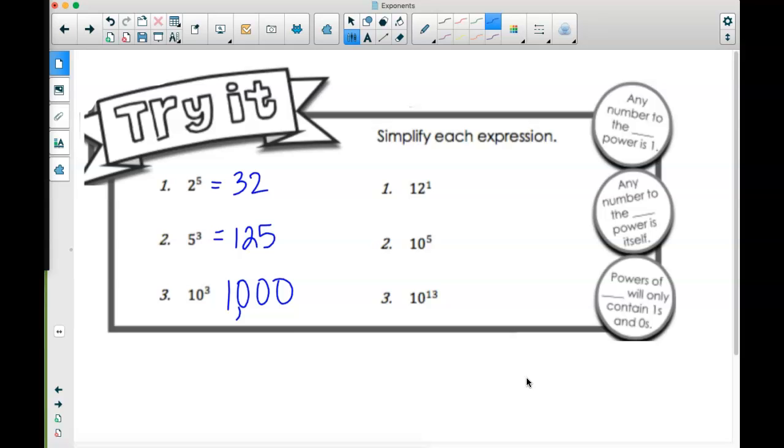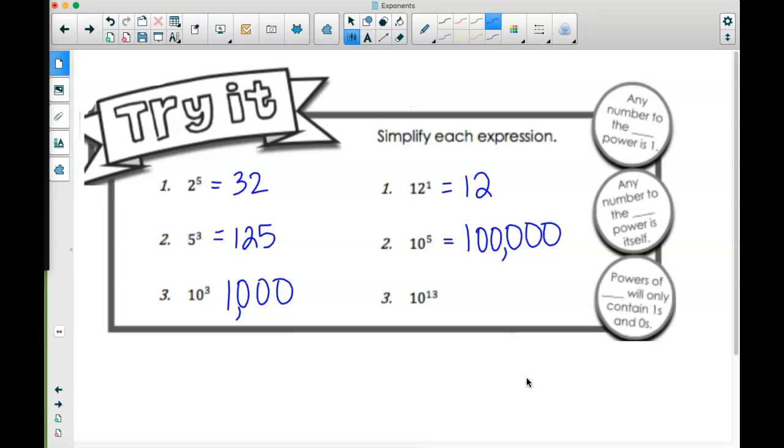How about 12 to the 1st power? What's that? I really hope you don't need a calculator for 12 to the 1st power. 12, right? It's just 12. Okay, 10 to the 5th power. Now, we can use our calculator, or you can just do this in your head. It's a 1 with how many zeros? 5, because the exponent is 5. So 1 with 5 zeros, so 100,000.